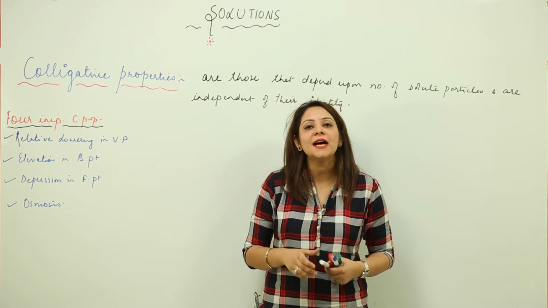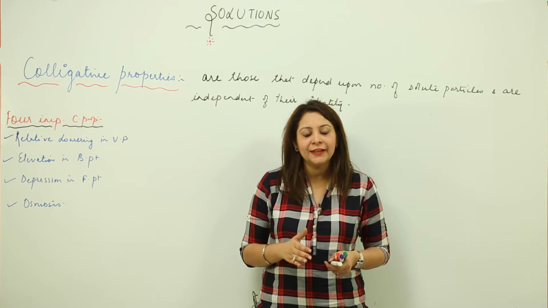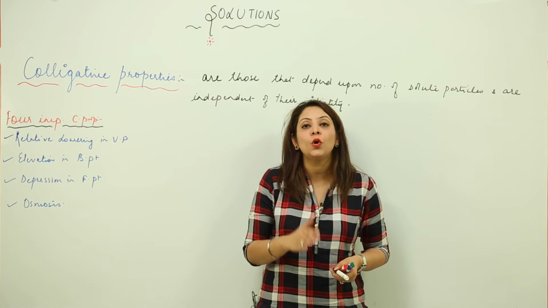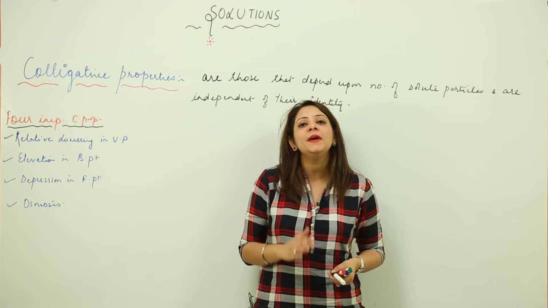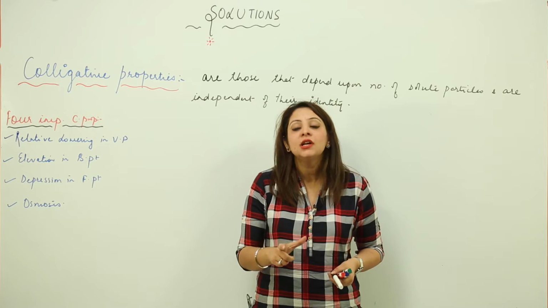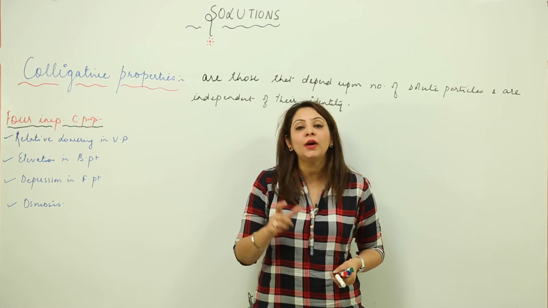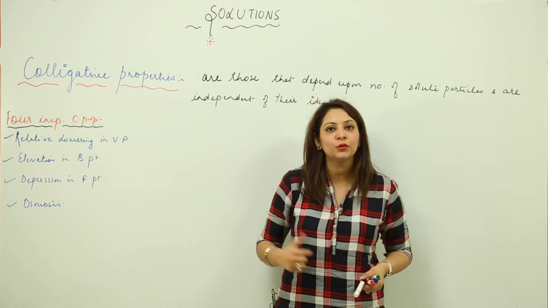Now we are going to start with colligative property. First of all, you should know what a colligative property is. In order to make you understand in a better way, I am just taking an example to show what actually a colligative property is. Look at the board carefully.